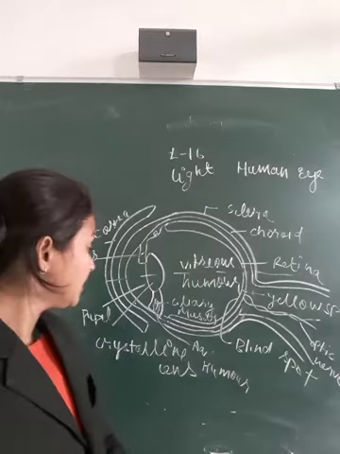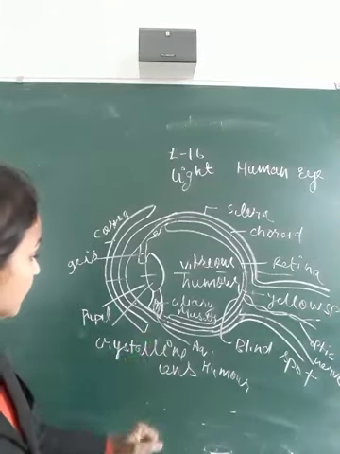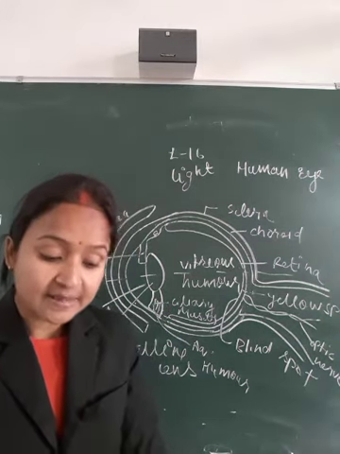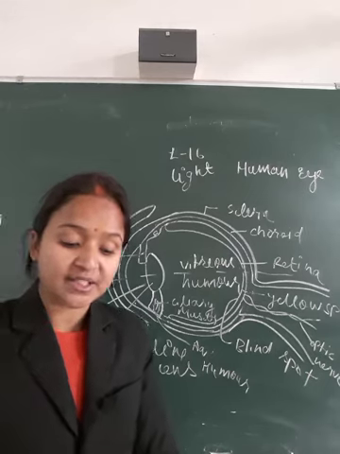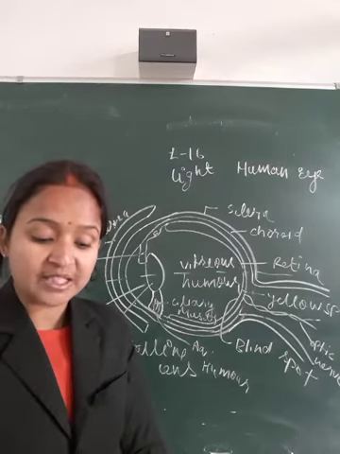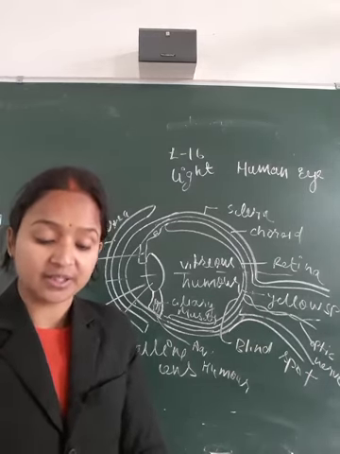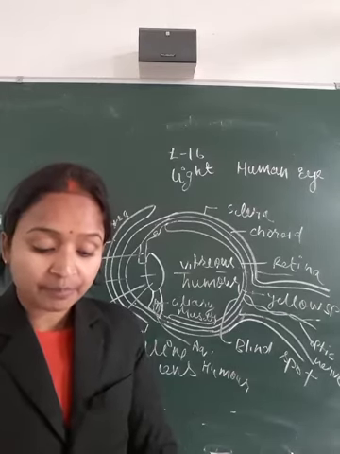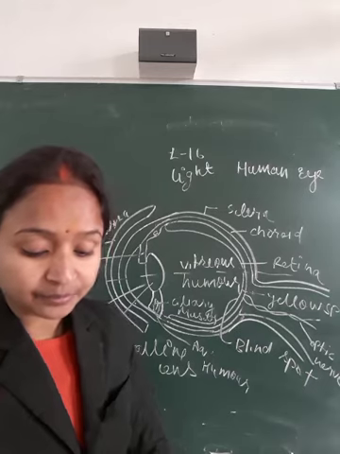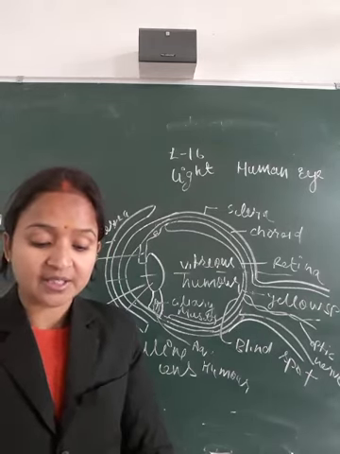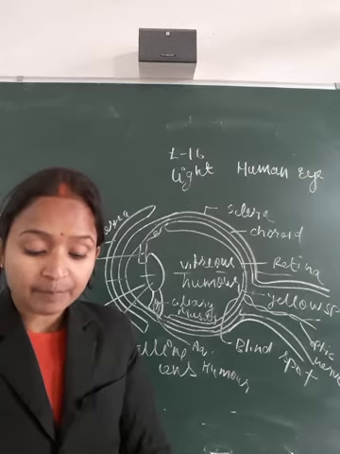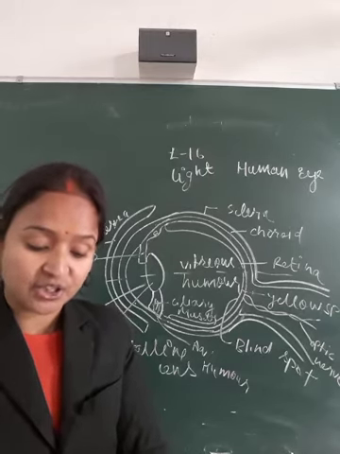Ciliary muscles. Here you can see that ciliary muscles. It is the ring of muscles which holds the crystalline lens in position. When these muscles relax, they increase the focal length of the crystalline lens and vice versa. And what is its function? Its function is to alter the focal length of crystalline lens so that the images of the objects situated at different distances are clearly focused on the retina.